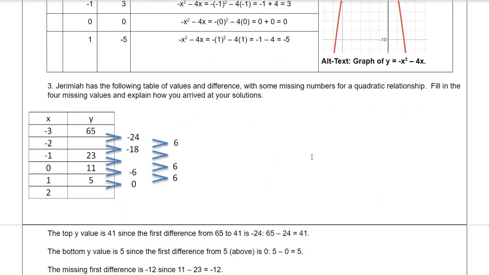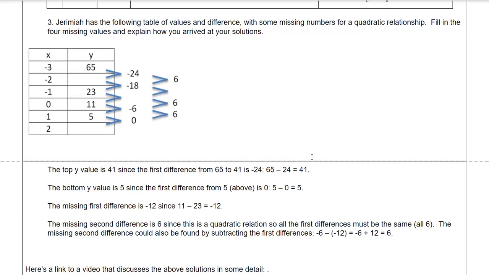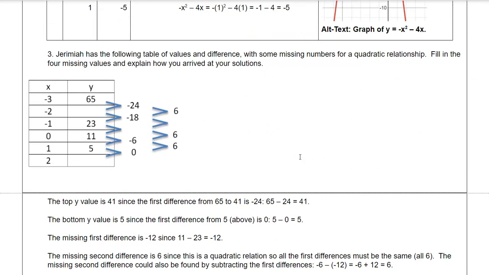Last question here. Jeremiah has the following table of values and differences, with some missing numbers for a quadratic relationship. You're asked to fill in the 4 missing values and explain how you arrived at your solutions. So here's a missing value here, here, here. There's a first difference and also a second difference here.